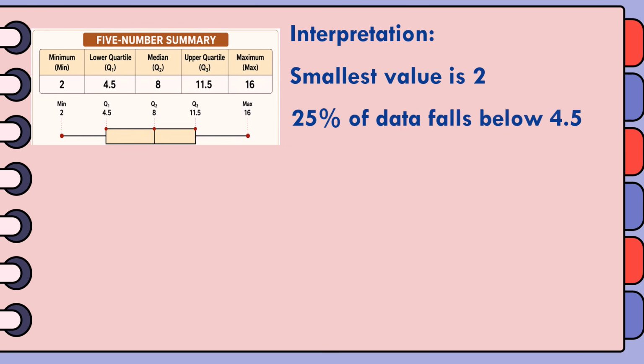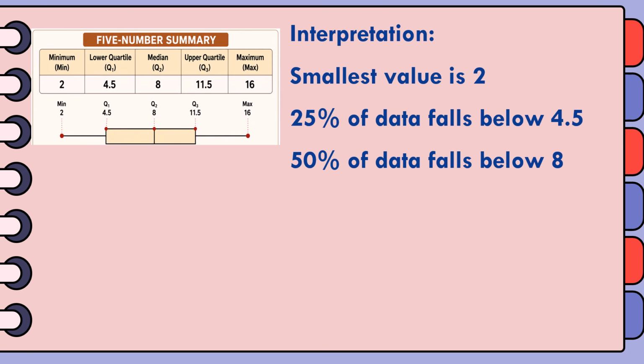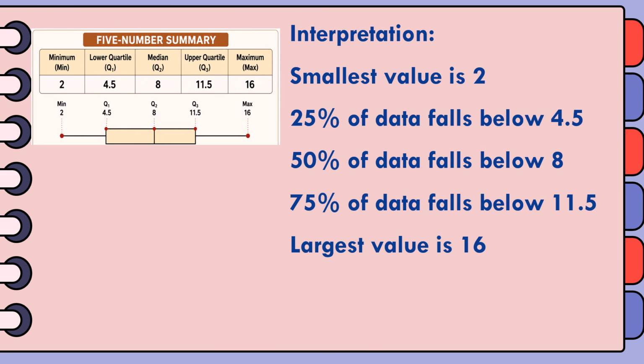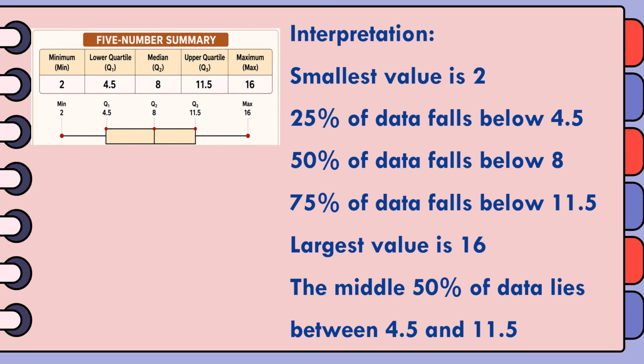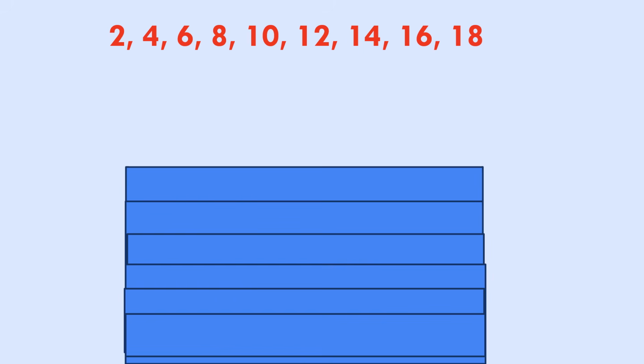25% of the data falls below 4.5. The quartile 2 is 50%, so 50% of the data falls below 8. Quartile 3 is 75%, so 75% of the data falls below 11.5. And then the largest value is 16. It means the middle 50% of the data lies between the value of quartile 1, that is 4.5, and 11.5.